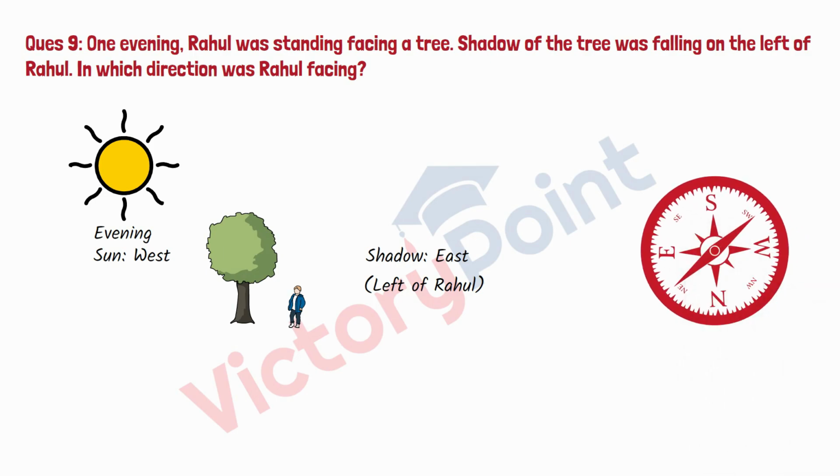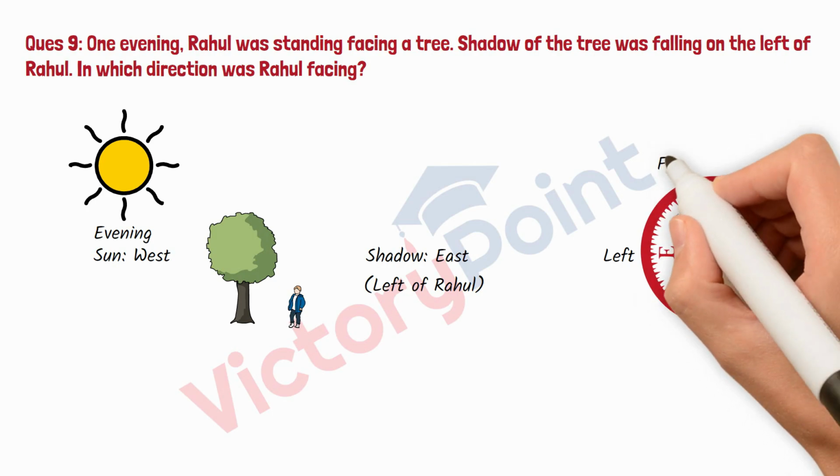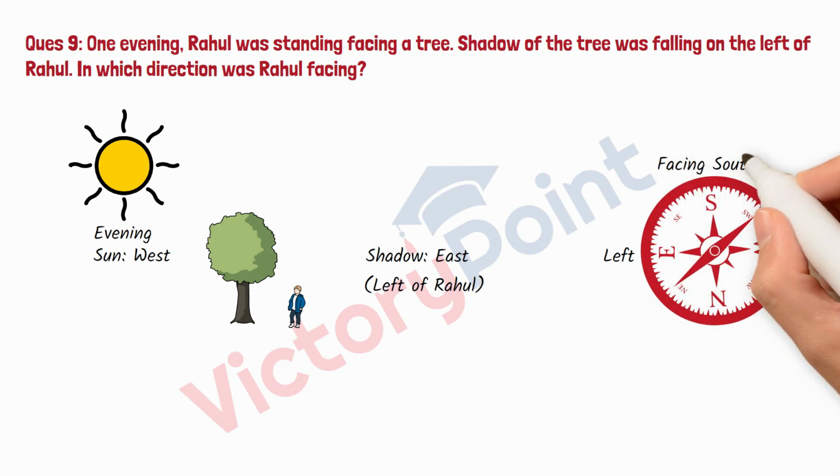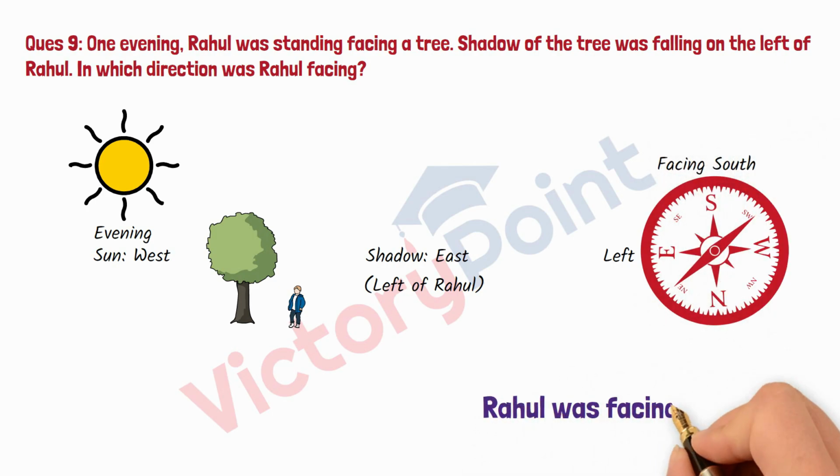Then let's take compass and see. We have east direction on the left, the person will be facing south. So in this question Rahul was facing in the south direction. Let's see one more question.